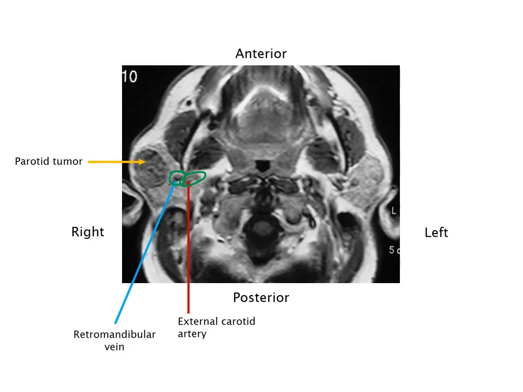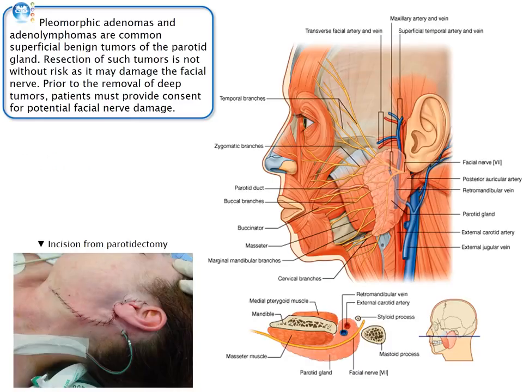Recognize that these vessels course within the substance of the parotid gland, as you should see here. In this particular image, it's demonstrating a parotid gland tumor, which in this case is more dense than the parotid tissue itself. Roughly 80% of salivary gland tumors occur in the parotid gland.